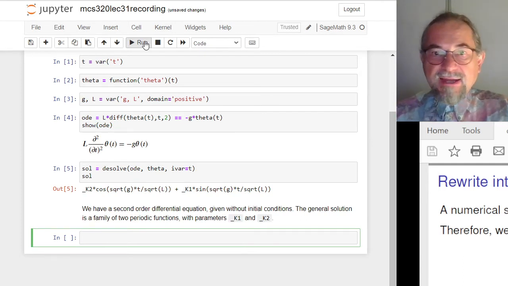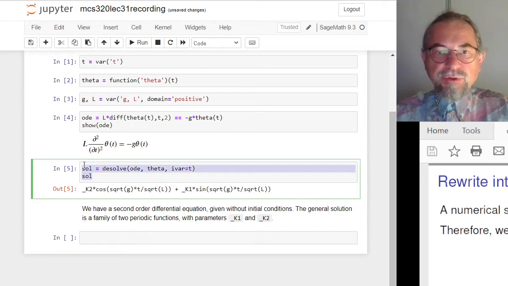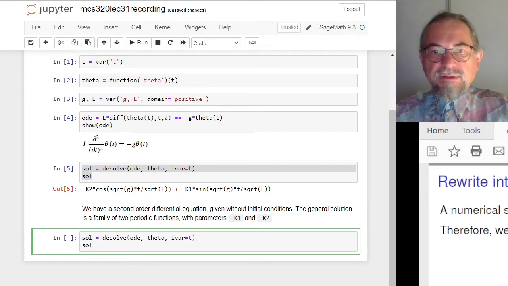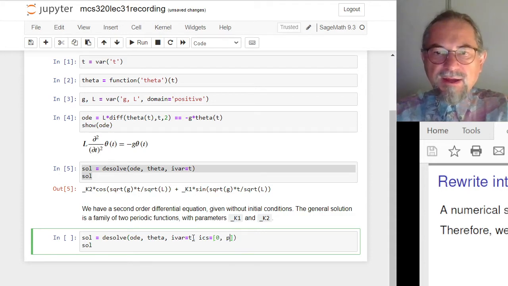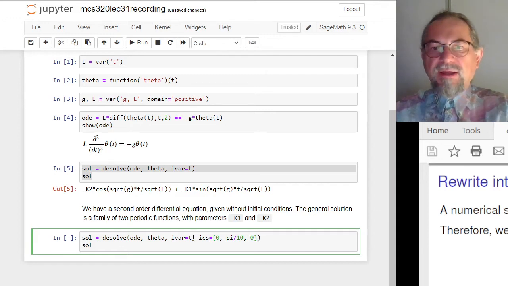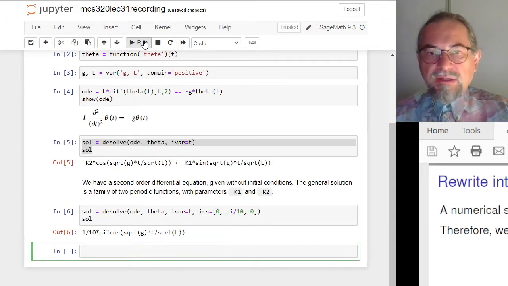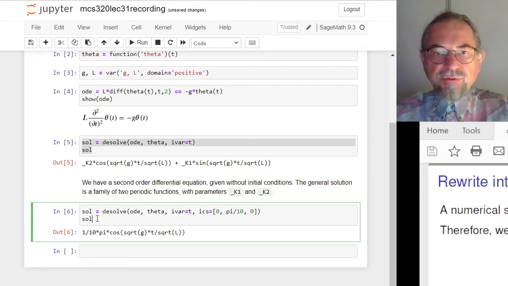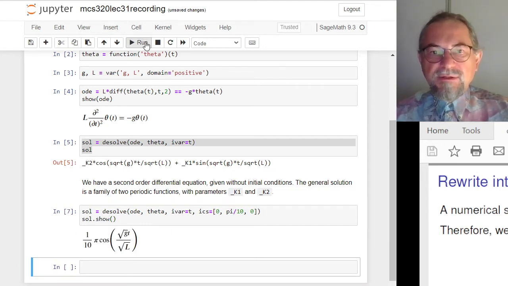So let's add the initial conditions. I'm going to modify the statement so I can provide the initial conditions. At 0, the initial angle is pi over 10 and there is no velocity. And then here I get the solution. This is a symbolic solution. Perhaps I should also have neatly typeset it. So here is the solution with two parameters, the gravitational constant and the length.